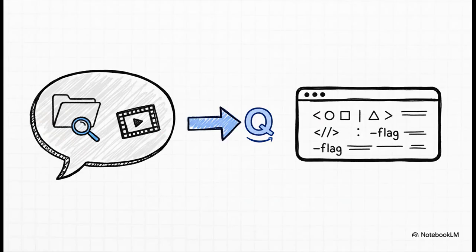For anyone who lives in the terminal, this is a total game changer. You can just type out a description of what you're trying to do, and Amazon Q will translate that into the correct shell command. No more trying to remember complex syntax or all those little flags.